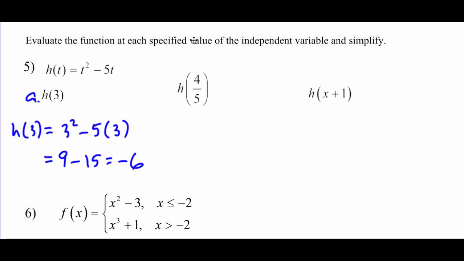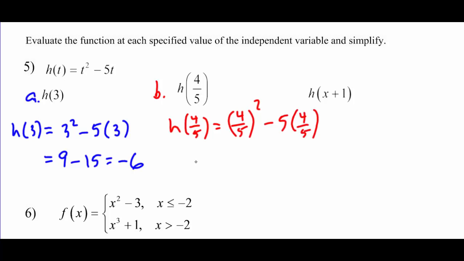For number 5, and we'll call it part B here, if you were to evaluate h of 4/5, it's really the same as what we did on part A. It's just a fractional value. But seeing that you're in pre-calculus, fractions don't bother you anymore, so you're totally comfortable with doing something like (4/5) squared.